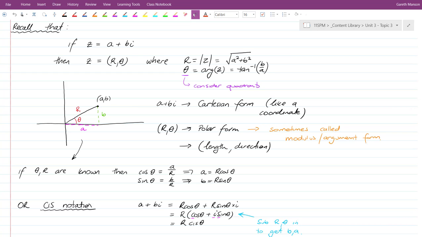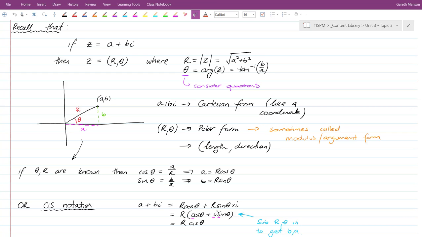R is the modulus of the complex number, and theta is called the argument, and it is the angle from the positive x-axis in an anti-clockwise direction, which is how we do everything in maths except for bearings. But we don't have to worry too much about bearings at the moment. So this is called the Cartesian form, coordinate form. It can be represented on here like a coordinate, a and b.